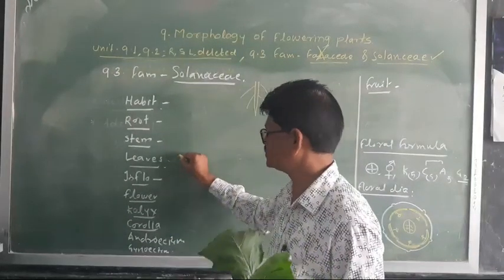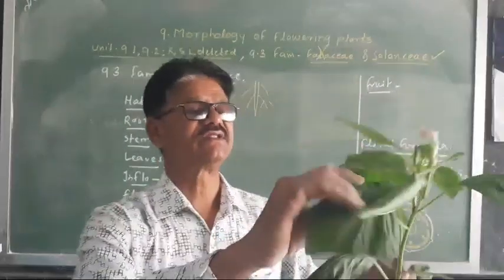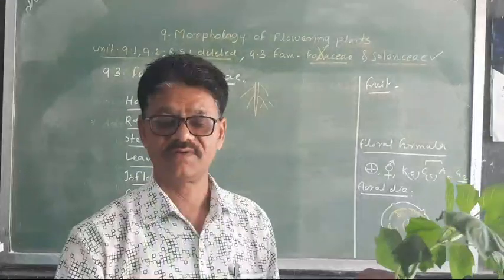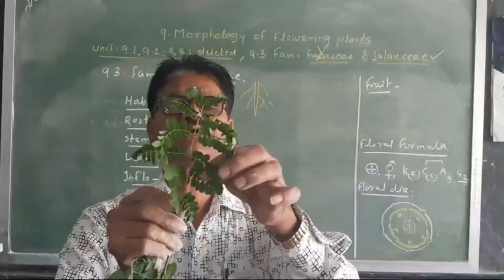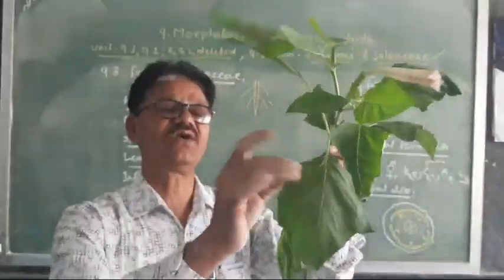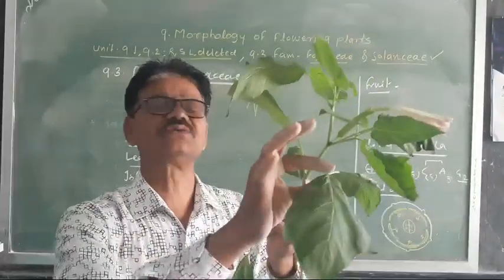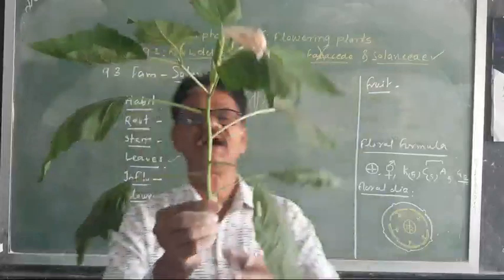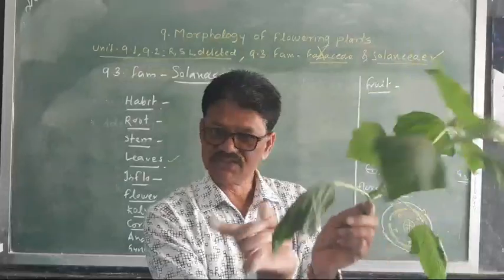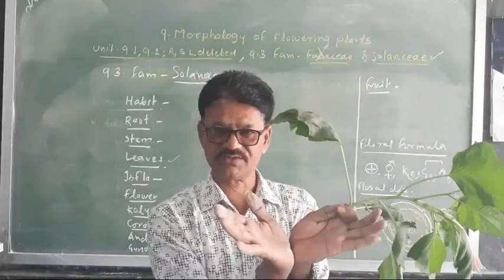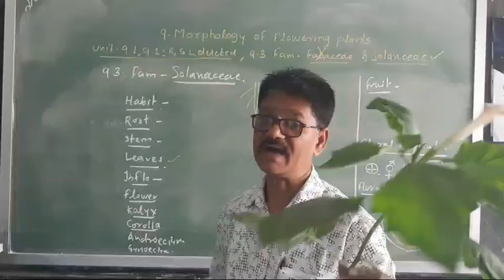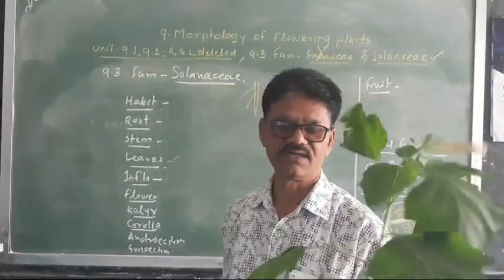Next one, the leaves. Leaves are simple, not compound. See, this leaf is compound. Compound means it is made up of a number of leaflets. But here a single leaf is there, not divided into leaflets. So leaves are simple. They are arranged in an alternate manner, 1, 2, 3, 4 like this, not joined to each other. If they are arranged in this fashion, then it is opposite. But here these are arranged in alternate phyllotaxy. Phyllotaxy means arrangement of the leaves.